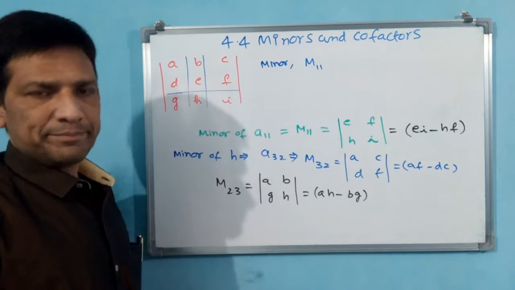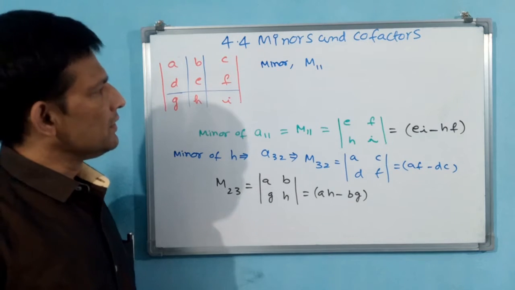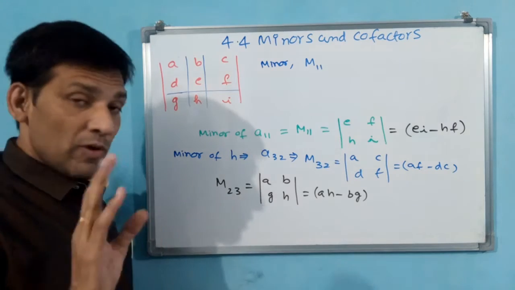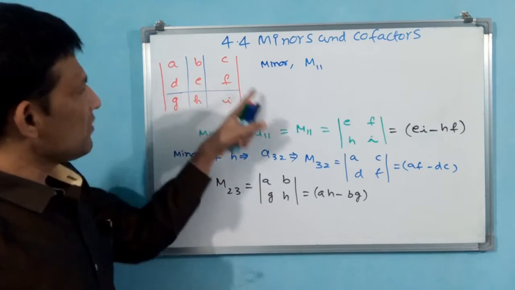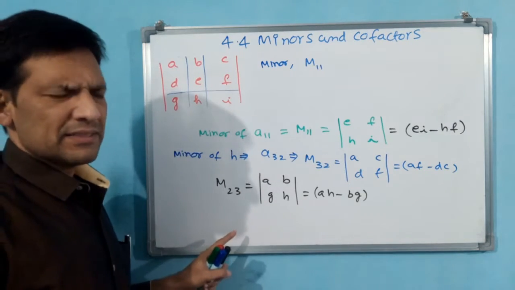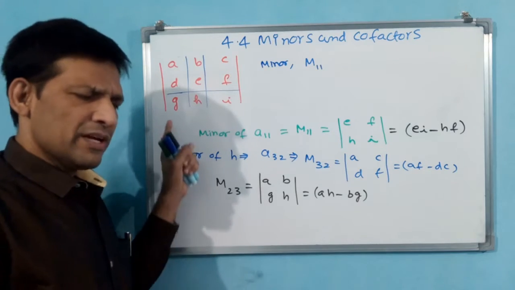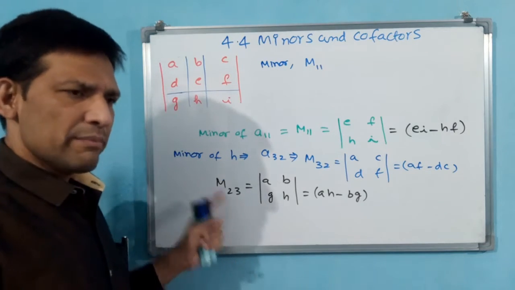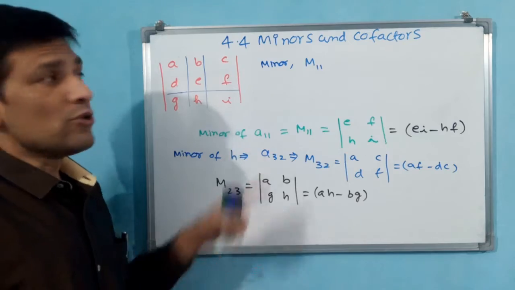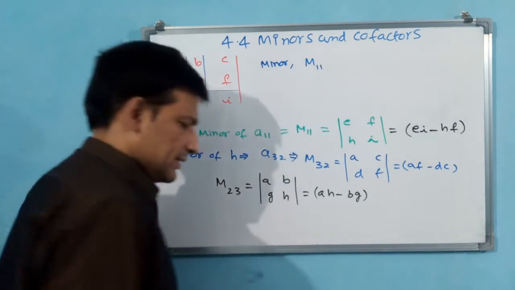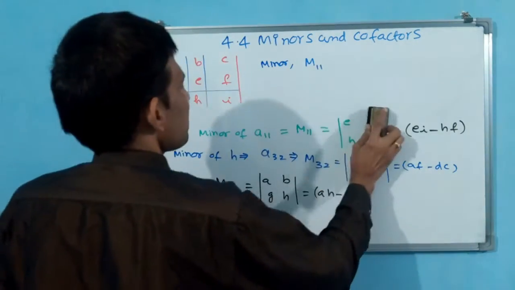Let us go on. We have understood minors by generalized practice. Even numbers you can write easily, but you understand the minor. What we do next is go for cofactors. Let us go for cofactors.